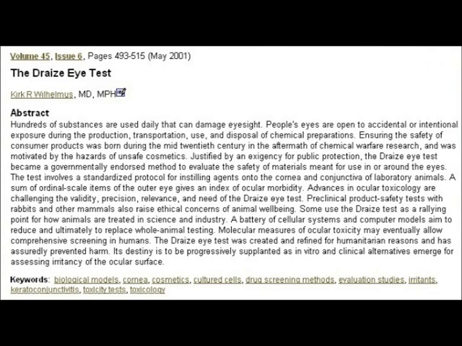Some use the Draize test as a rallying point for how animals are treated in science and industry. A battery of cellular systems and computer models aims to reduce and ultimately to replace whole animal testing. Molecular measures of ocular toxicity may eventually allow comprehensive screening in humans. The Draize Eye test was created and refined for humanitarian reasons and has, assuredly, prevented harm. Its destiny is to be progressively supplanted as in vitro and clinical alternatives emerge for assessing irritancy of the ocular surface.